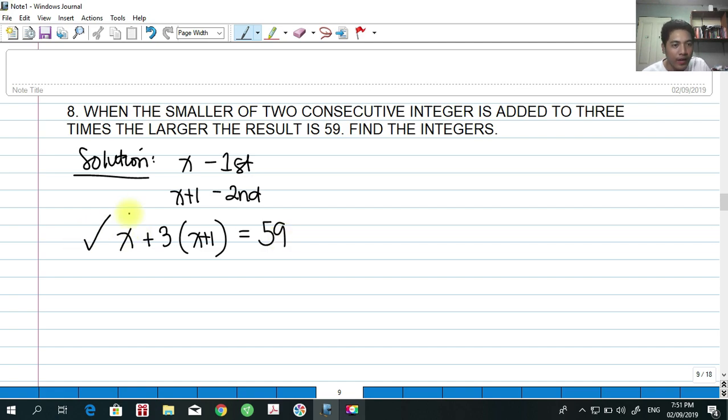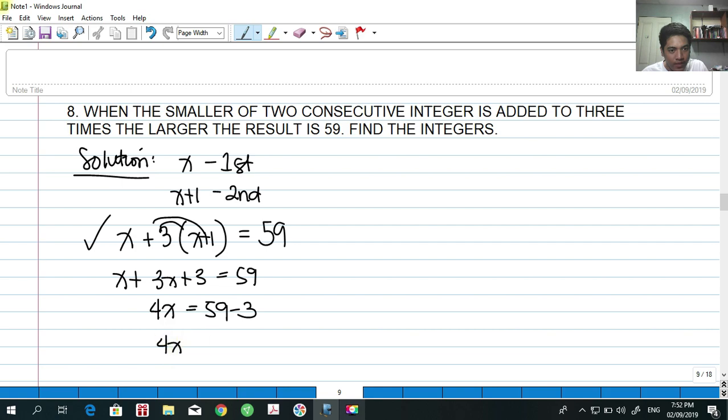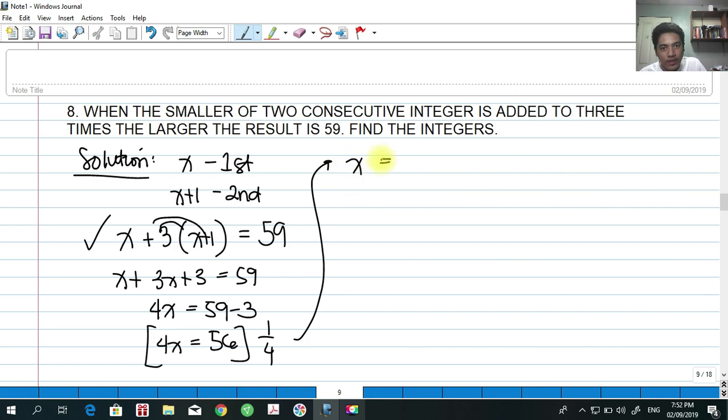Hence, we have already the equation, and we can now therefore get the integers. So we have x plus 3 times x plus 1, distributive, we have 4x plus 3 is equal to 59. So combining like terms, you have 4x is equal to 59 minus 3. 4x now therefore is equal to 56. If we divide both sides by 4, what will happen here? We have x is equal to 56 divided by 4. That is equivalent to 7.